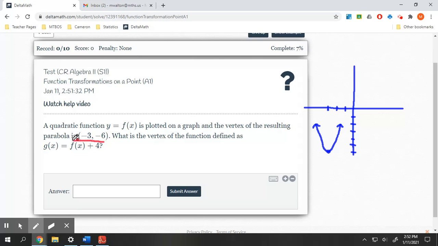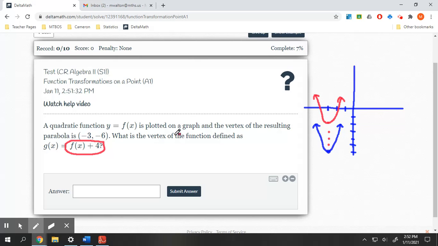We are now taking that function f of x and adding 4. So what does that do to the function? Well, plus 4 on the outside is going up by 4: 1, 2, 3, 4. So this is our new parabola.